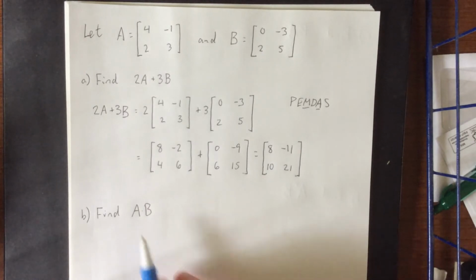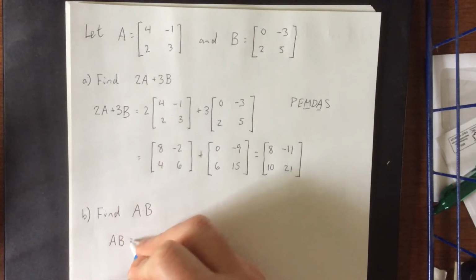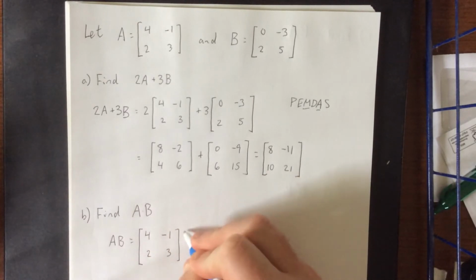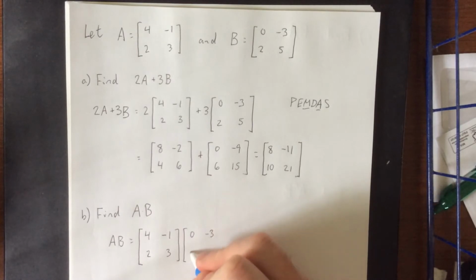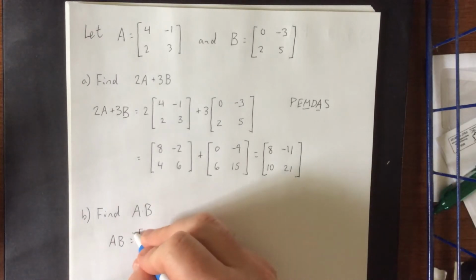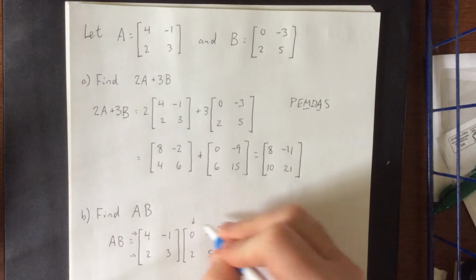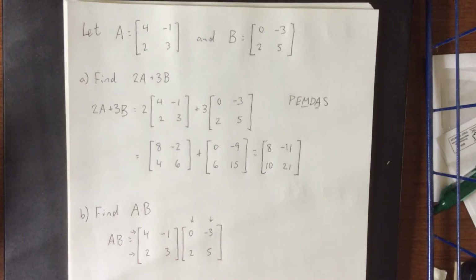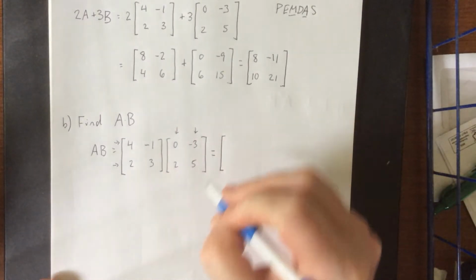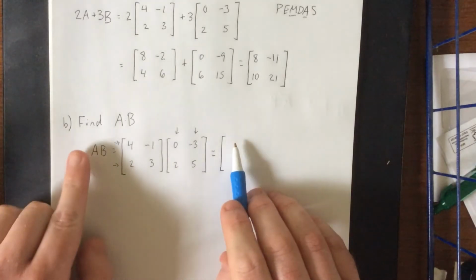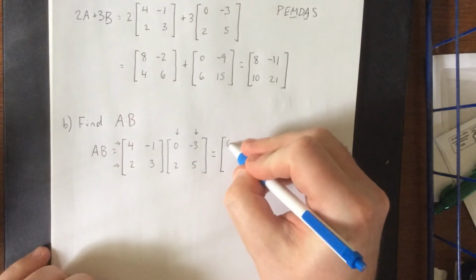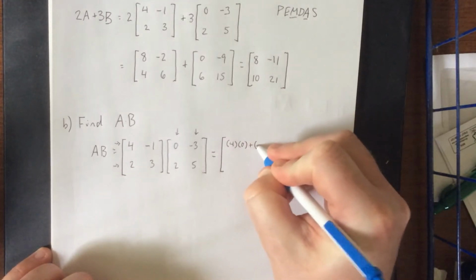Next up, we're going to find the matrix product, A times B. So we will be performing matrix multiplication. This is 4, -1, 2, 3, multiplied by 0, -3, 2, 5. Now, for the matrix multiplication, we're going to be going across rows of A and down columns of B and multiplying corresponding entries together. So, right next to this matrix product, I will be putting what these corresponding entries will be. For the 1, 1 entry, we go across the first row, down the first column, do 4 times 0 plus -1 times 2.